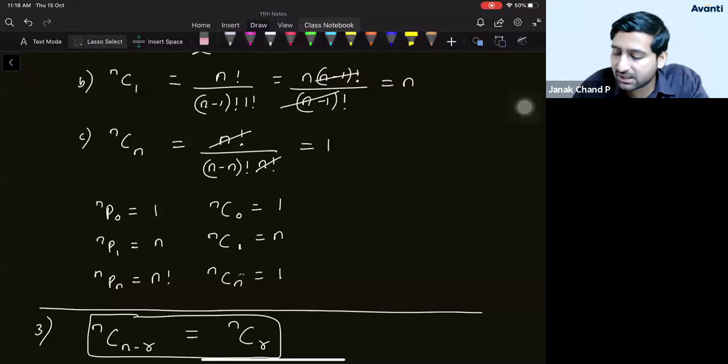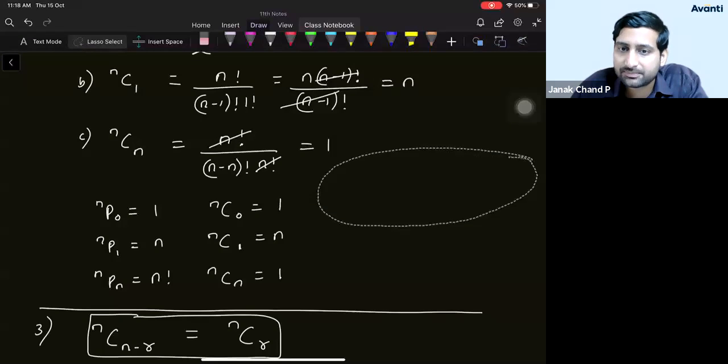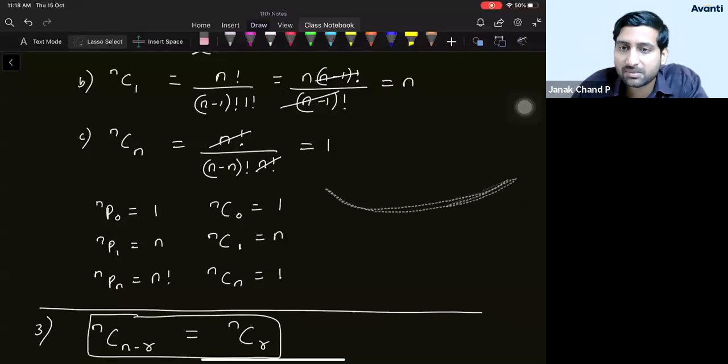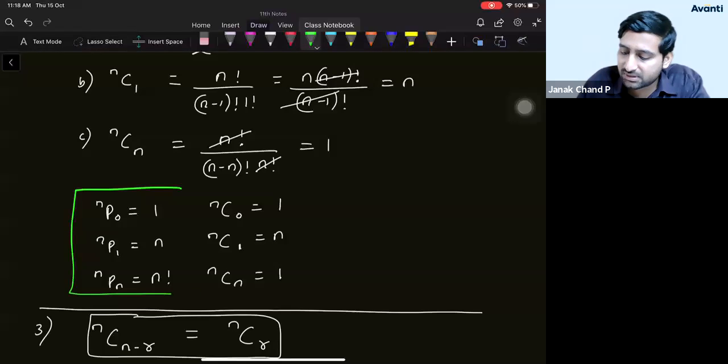In how many ways can I select all the n objects? There is no doubt, student, if there are n objects, there is only one way of selecting all the objects, because here arrangement is not important. Hence, nCn is 1. So you're supposed to commit this to your memory.